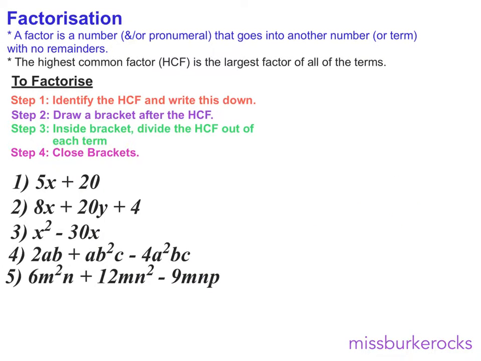Looking at number 4, we have 2ab plus ab squared c take 4a squared bc. So again, we need to have a look at what our highest common factor is. So there's no numbers that go into 2, 1 and 4 other than 1, so we don't write that down. So we have a look to see if we've got any pronumerals. So all of them have a in them, so we're going to write our a. And all of them also have b, so I'm going to write my b. Then I need to put my bracket in.